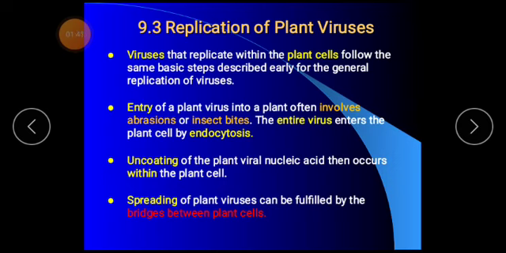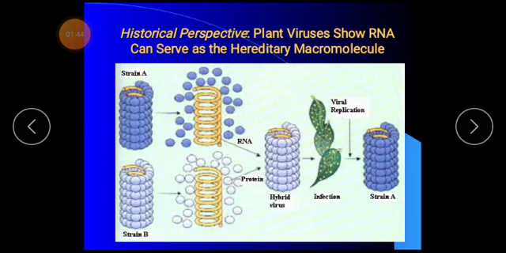And you have to know that this is like a structure that is representing a historical perspective. Plant virus showing the RNA can serve as the hereditary macromolecules. These are strains, then these are RNA proteins, virus infections, then viral replication and strain A. This is how it takes place.